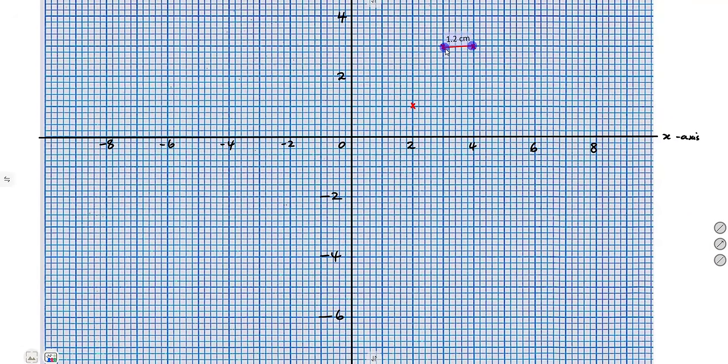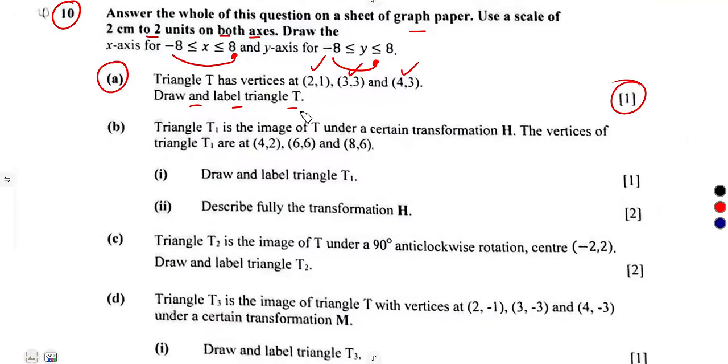So join here, all right, using your ruler, and also join this using your ruler, and join this one using your ruler. All right, so that is going to give us the triangle T that we are given. So this is our triangle T. Okay, so that is what you are given.